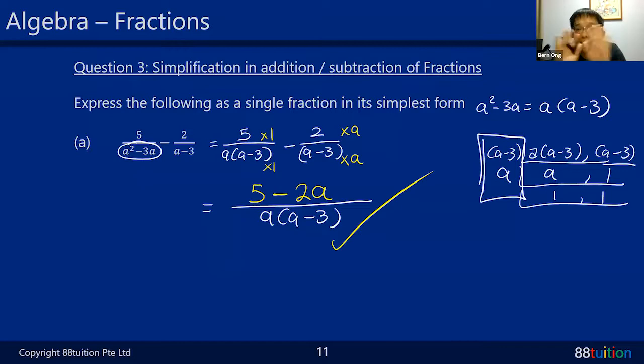Please, don't cancel this. Why cannot cancel? I have said many times already, there is a minus in between. You cannot cancel. Stop the idea. Not everything can cancel. Unless it's separated by a times, then I agree with you. So it's 5 minus 2A over A minus 3.